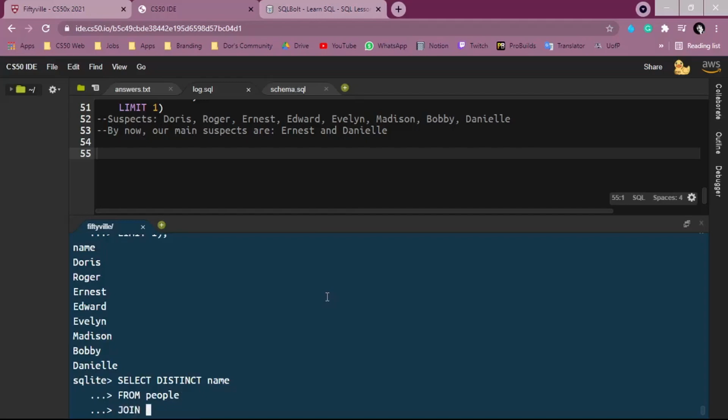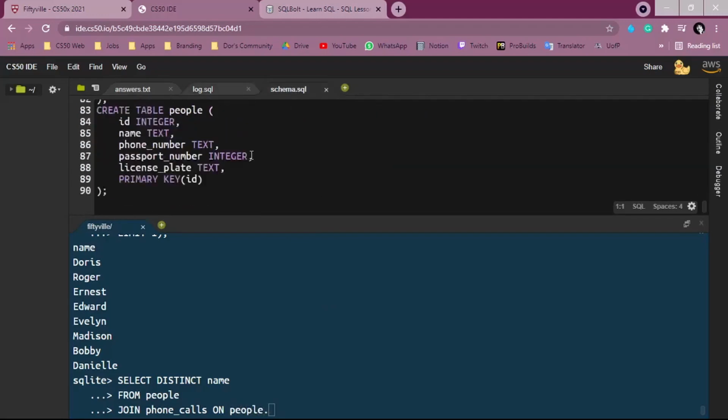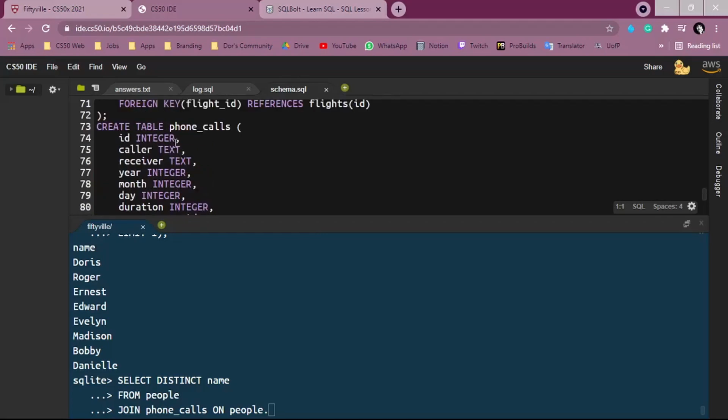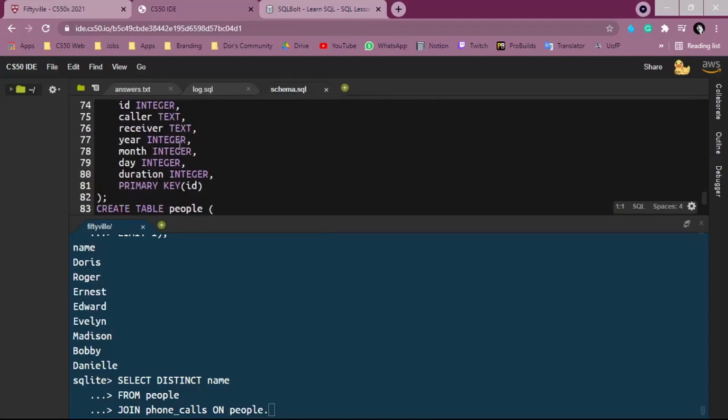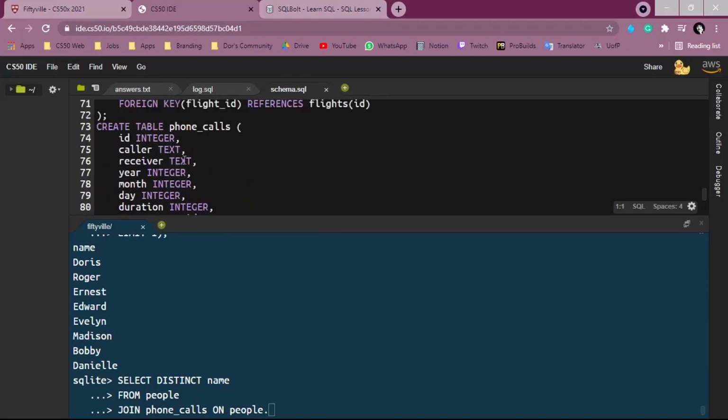And we're going to do the join with the phone calls table, okay. And we're going to say people dot... So let's see what they match. So here we have the phone number, okay, that it's a text, and we can get from the caller, okay. So we're going to use this match. So here phone number is equal to phone calls, that is the name of our table, caller, okay.